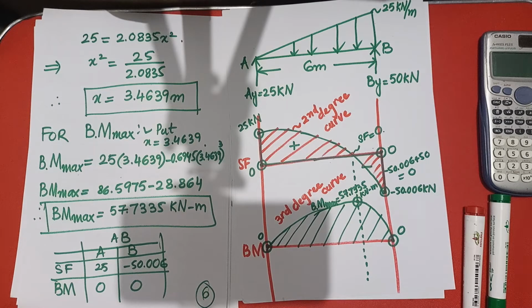be a second degree curve. And for the bending moment diagram for a beam which is having VDL or triangular loading, the diagram should be a third degree curve.